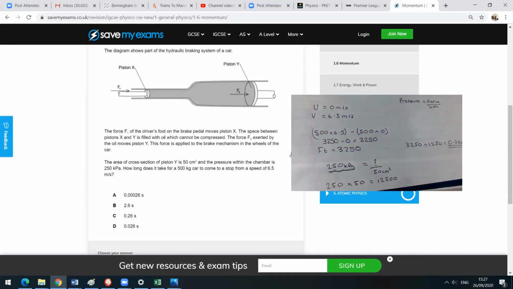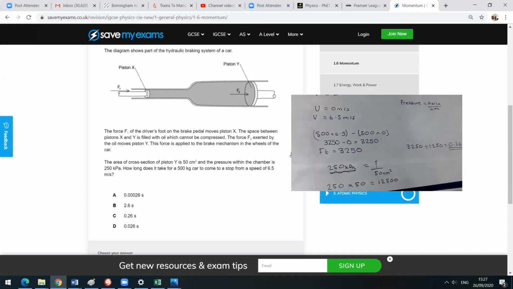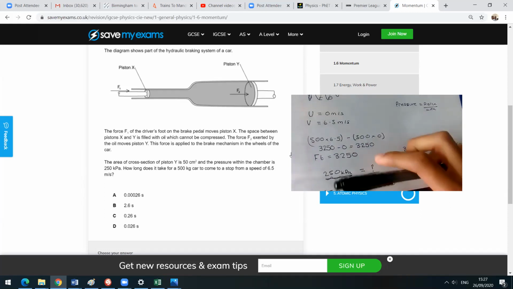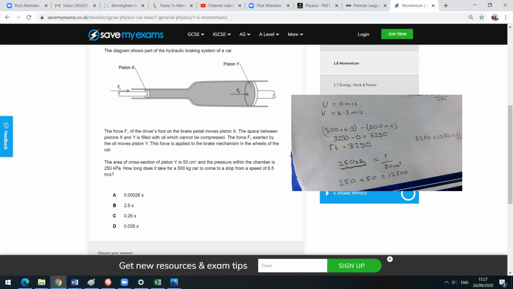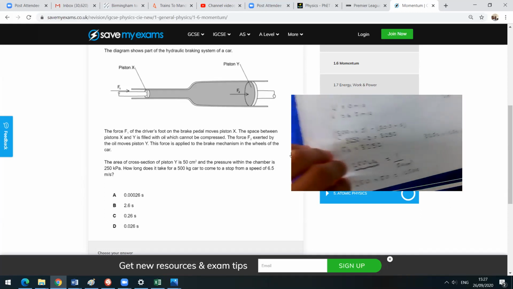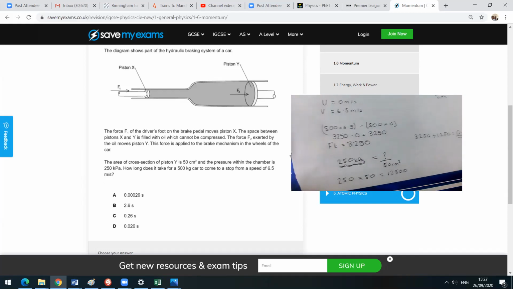Now, the pressure should always be in pascals, and that is in kilopascals. The area should always be in meters squared. Oh, okay. I was thinking something was going to go wrong there because I didn't know what the units were supposed to be.